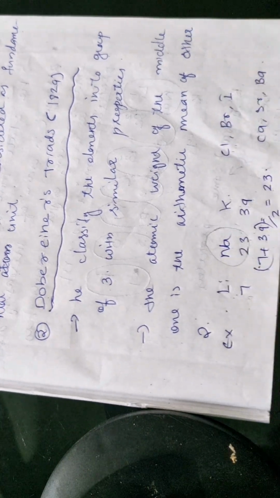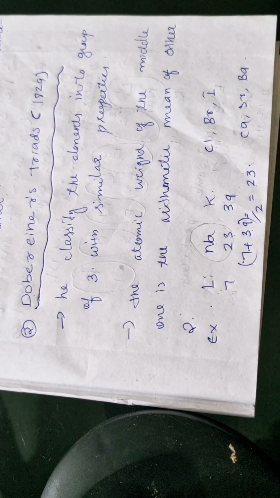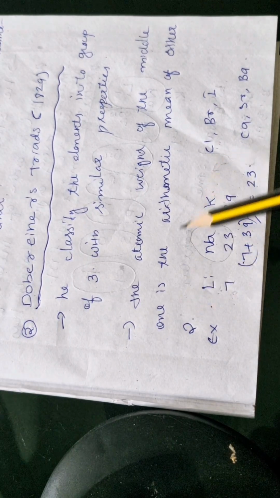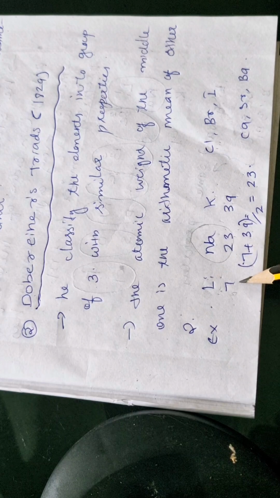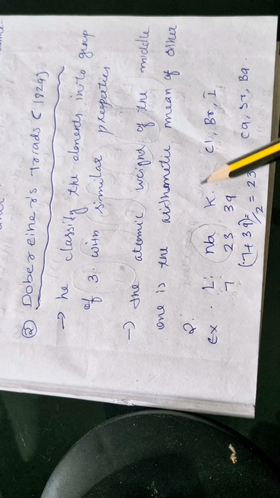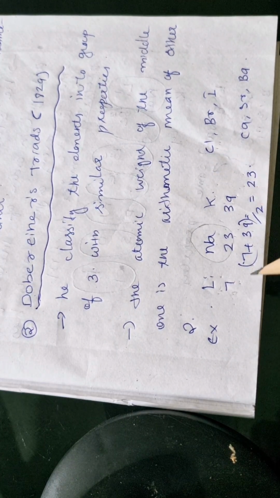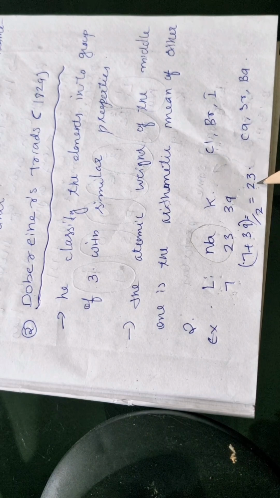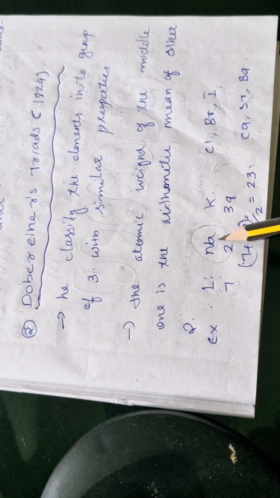For example, he classified lithium, sodium and potassium in a group. In this group, the atomic weight of lithium is 7 and potassium is 39. So what do we get? 7 plus 39, divided by 2. The arithmetic mean, that is divided by 2, is equal to 23. This is the exact atomic weight of sodium.